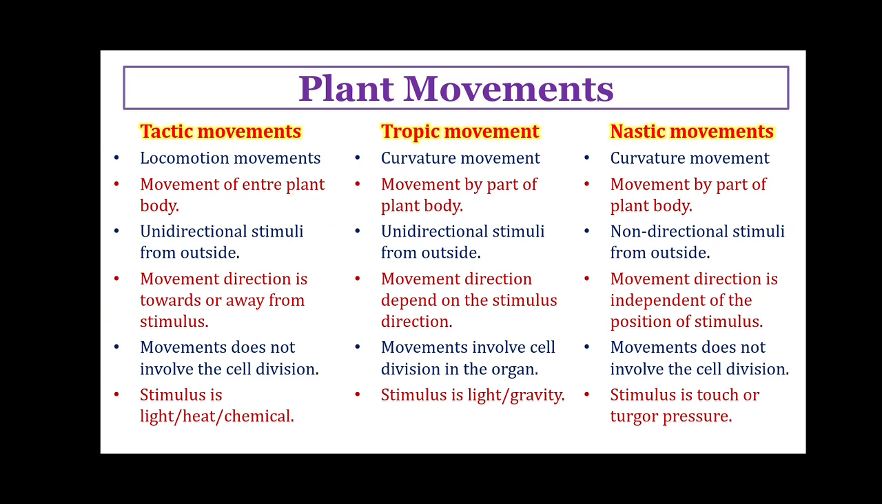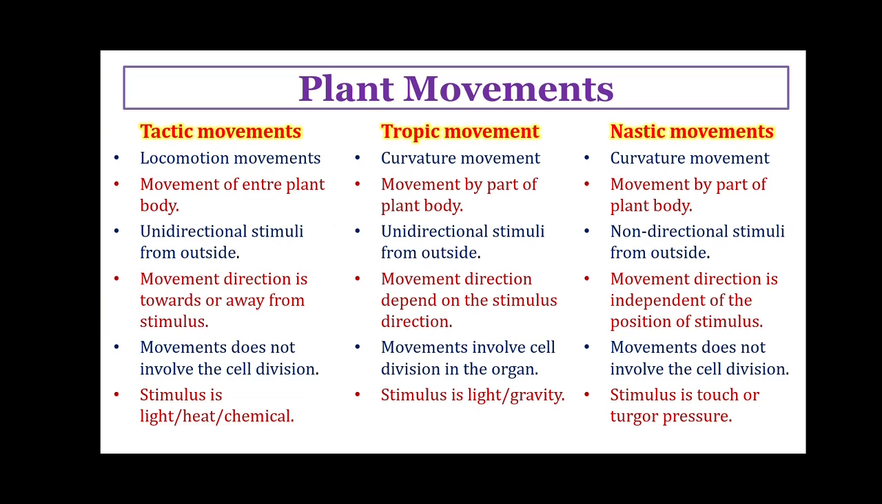Tactic movements are generally the outcome of a unidirectional stimulus from the outside. The same is the case with tropic movements, where the stimulus is unidirectional and comes from the outside, while in case of nastic movements the stimulus is non-directional and again comes from the outside. In case of tactic movements, the direction of the movement may be toward the stimulus or away from the stimulus. In case of tropic movement, the direction of movement also depends upon the direction of the stimulus. But in case of nastic movement, the direction of the movement is independent of the position of the stimulus.